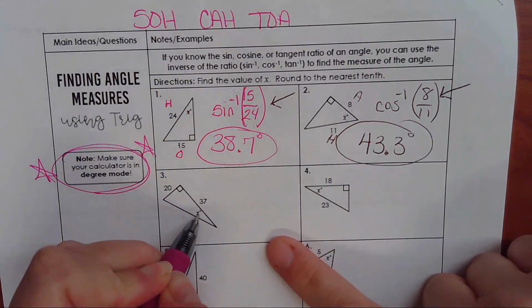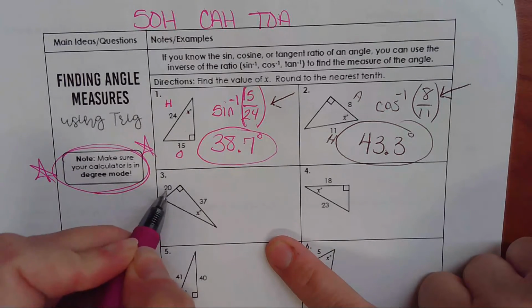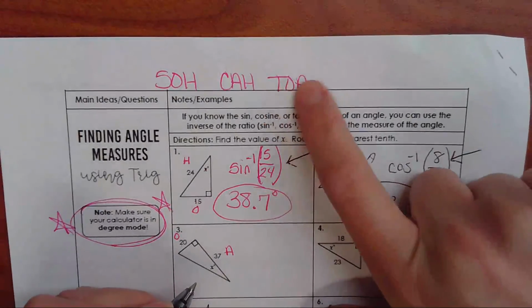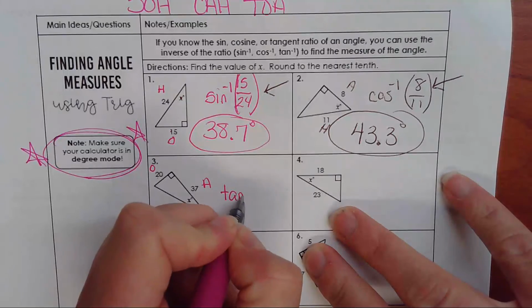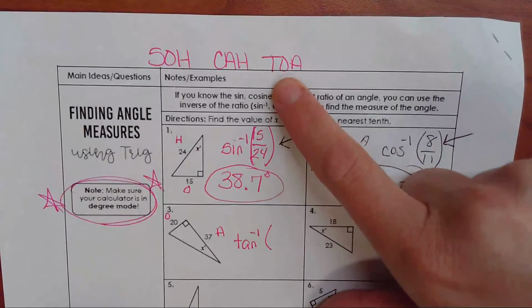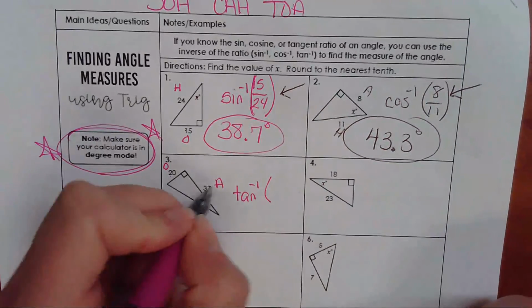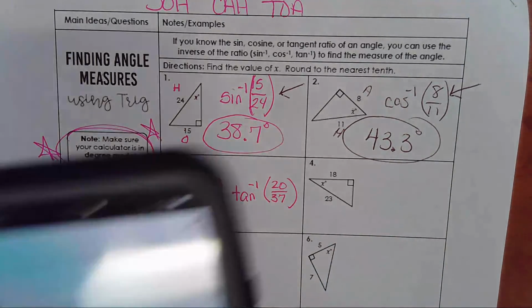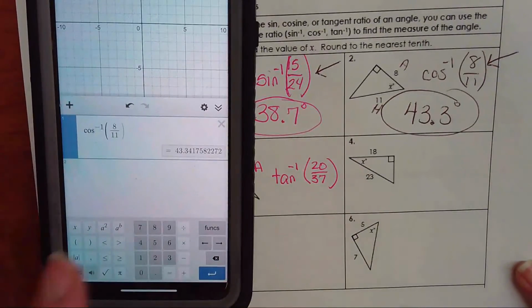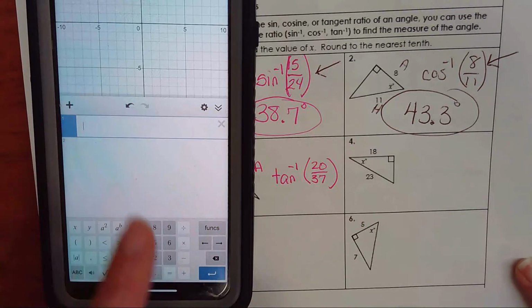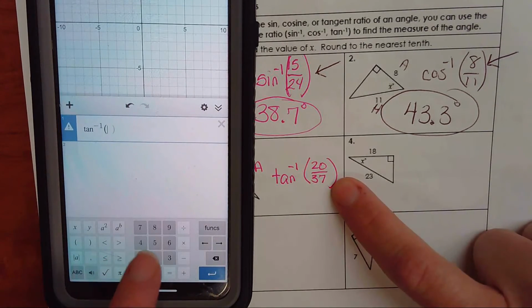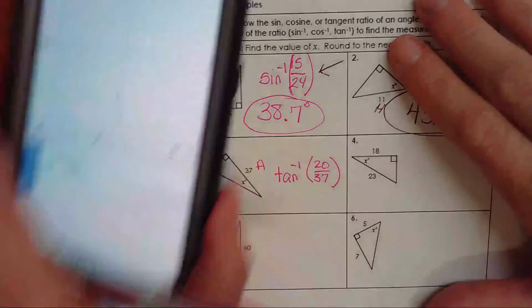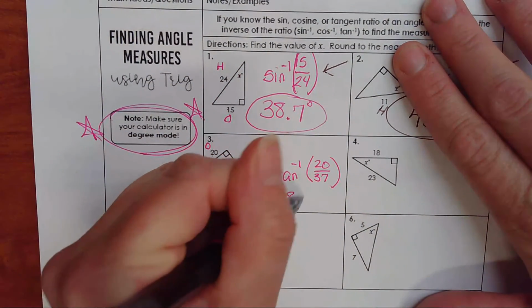So here's my pencil. Put your pencil on the angle that you're trying to find. 20 is opposite. 37 is adjacent because this is the hypotenuse. O and A is tangent. So I'm going to do tangent inverse. And then tangent is O over A, 20 over 37. So now I need to plug that in. So I go to function tan -1, 20 divided by 37. And I get 28.4 degrees.